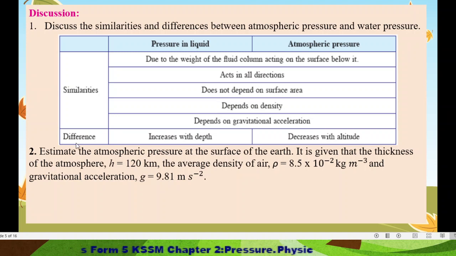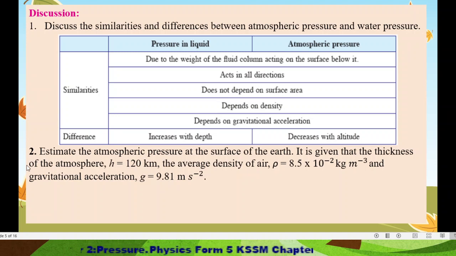Now we look at the difference between pressure in liquid and atmospheric pressure. Pressure in liquid increases with depth. If you still remember the formula, P equals h rho g. Atmospheric pressure decreases with altitude, meaning height. The higher the position or the higher the place, meaning on top of the mountain, meaning altitude is higher, atmospheric pressure is smaller. This is due to the density of air that is smaller, okay, at higher places.